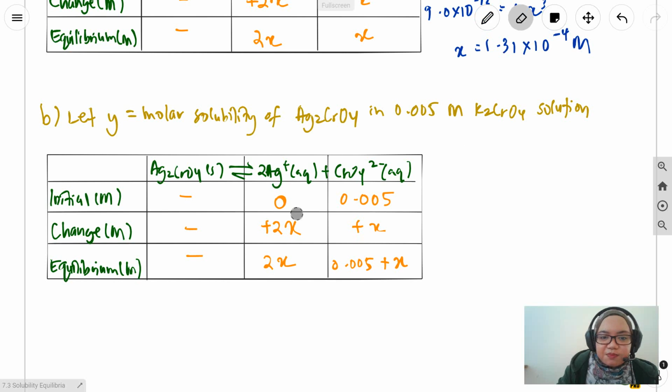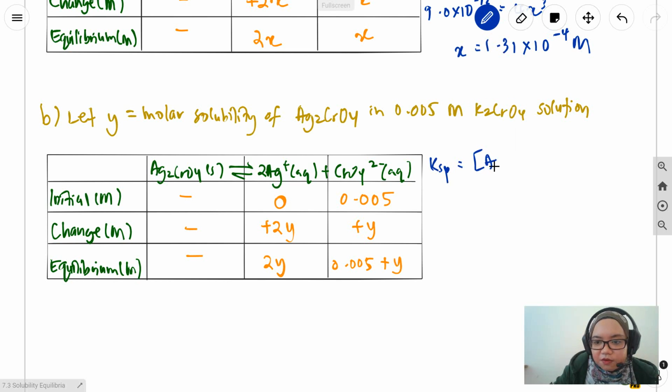X pula. Y. Kan dah let y. Maaf, sorry guys. So, dekat sini sebab dia y. So, plus 2y, so sini plus y, 2y. Okay. Alright. So, kita tahu KSP is equals to concentration of Ag plus squared times dengan concentration of CrO4 2 minus.